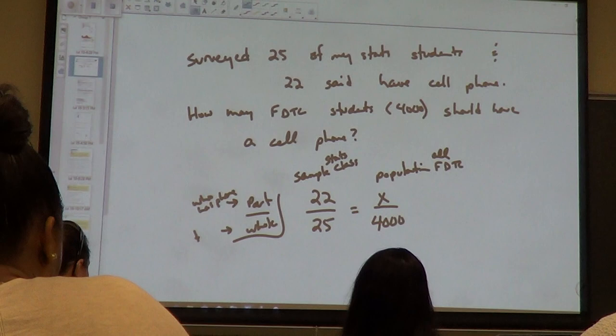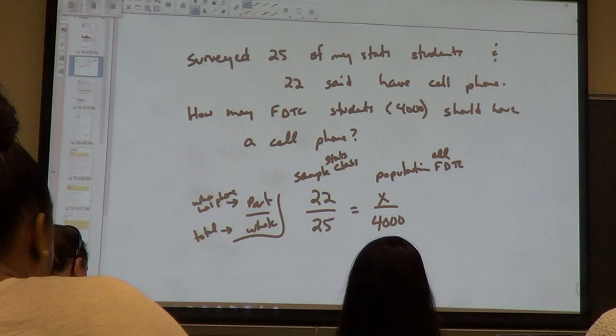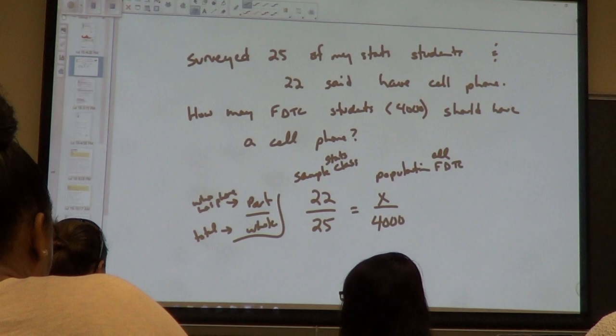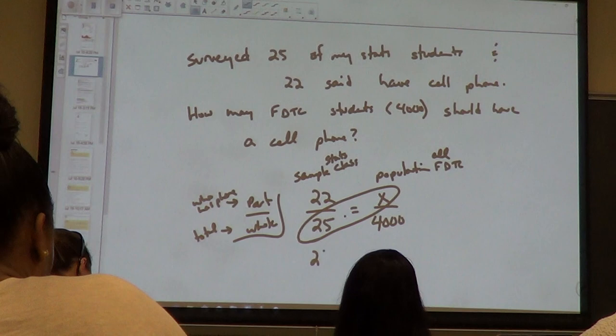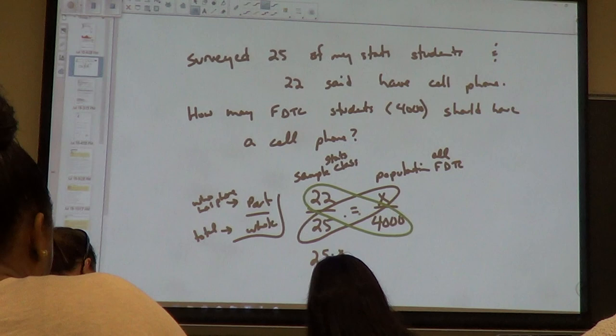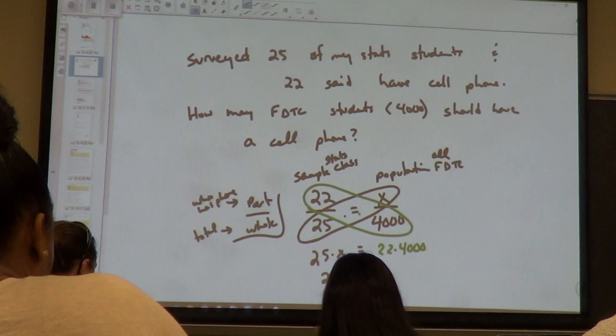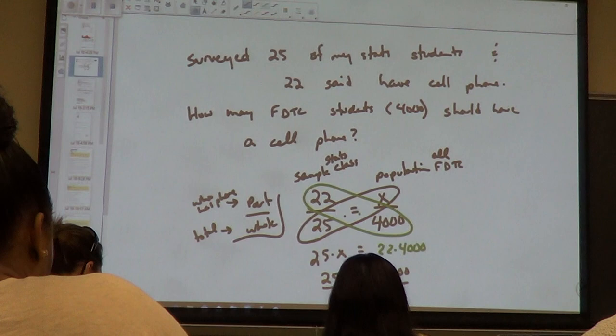So 22 out of 25 had a cell phone. How many out of 4,000 are going to have a cell phone? Part over whole equals part over whole. And then you're going to do your cross multiplication. So I'm going to do 25 times X. And then I'm going to do 22 times 4,000. So that's 25X equals 88,000. And then I'm going to divide by 25.